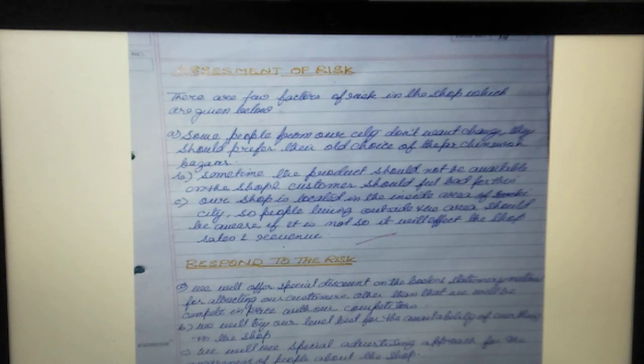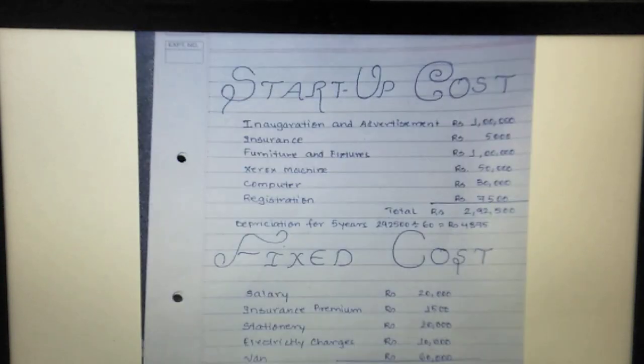Next, the assessment of risk. Now this assessment of risk says that in order to run a particular business, what are the risks that the owner faces? This you have to mention here. Like if you are running a business, what are the risks that you will be facing while running the business? You will be mentioning it here. Then respond to the risk. Now in the previous step you have assessed the risk. Here, how you will respond to that risk or how you will solve that risk is written.